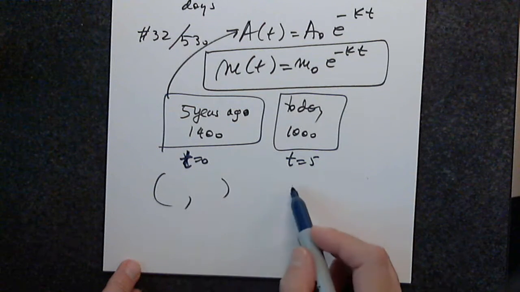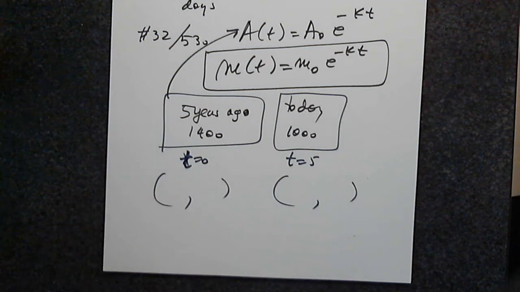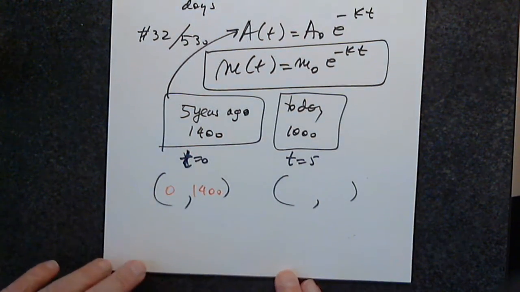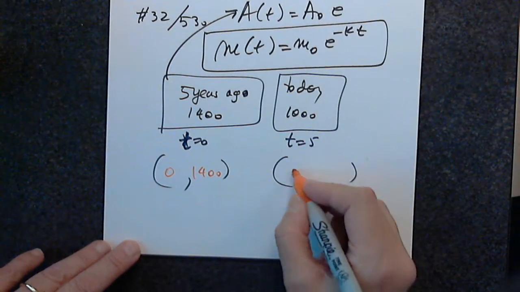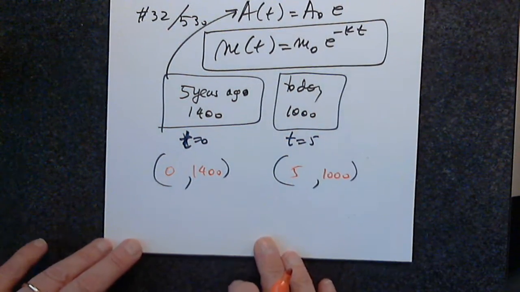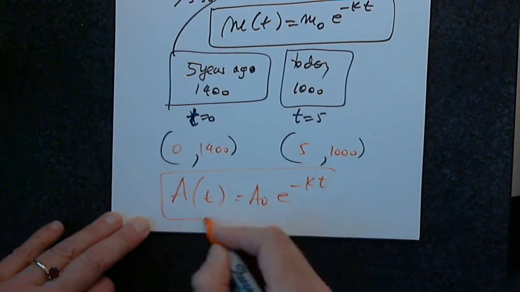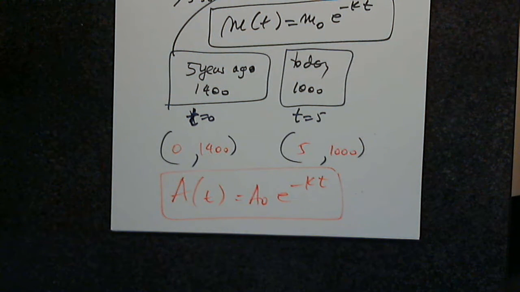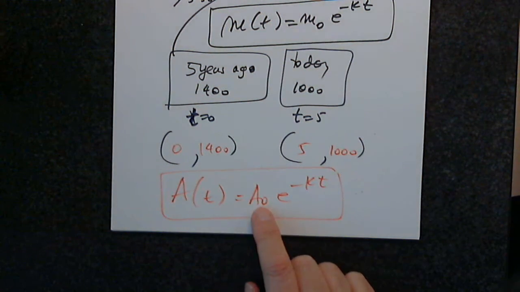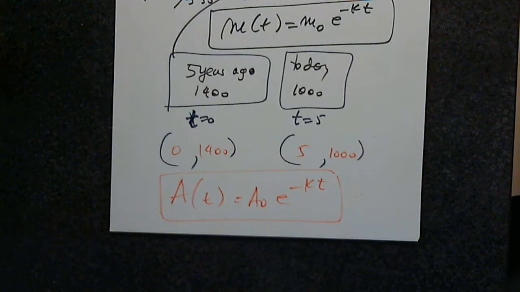So then we're given two ordered pairs. Can anyone give us the two ordered pairs and make sure that the independent variable is time and the dependent variable is number of birds? Yes, 0, 1,400. And the other one is 5, 1,000. We are given the model. We have to create the model. So the question is, what are we missing? Well, A0 and k. And then we can determine when the population gets to 100.